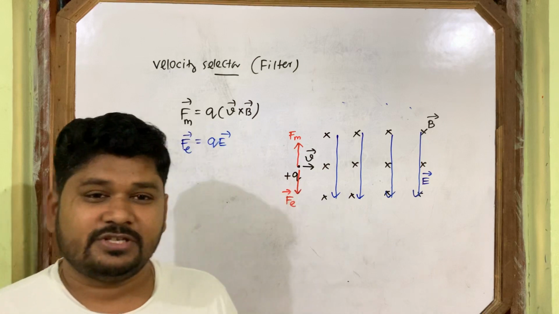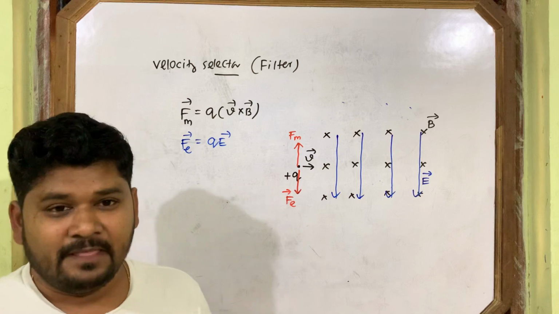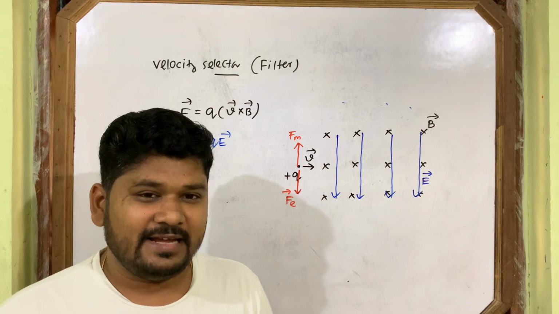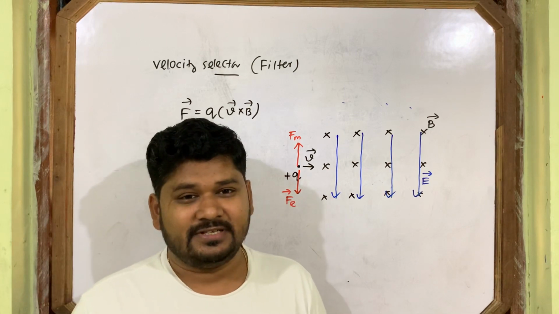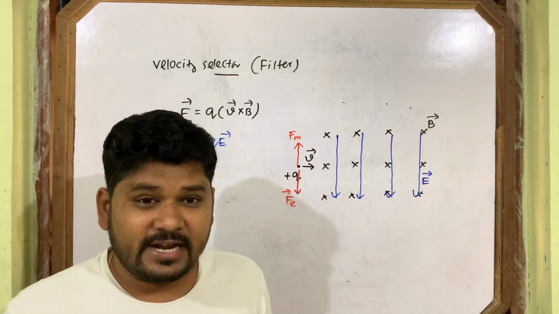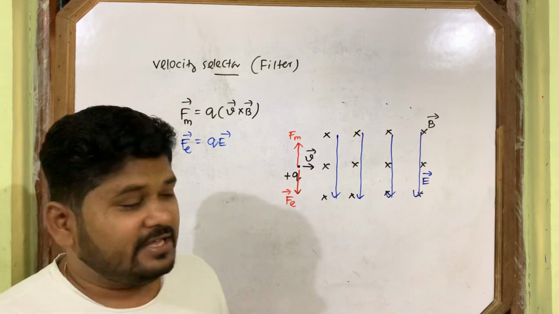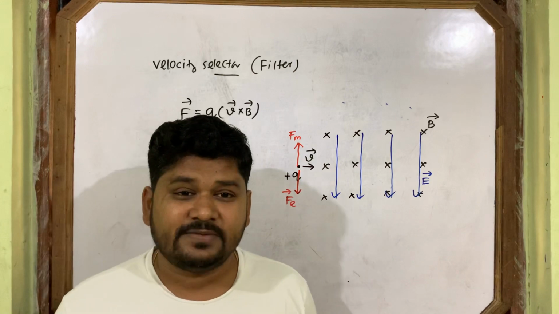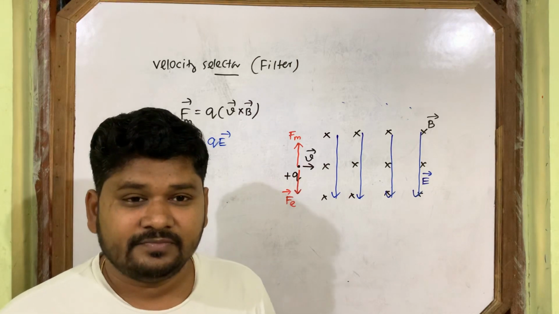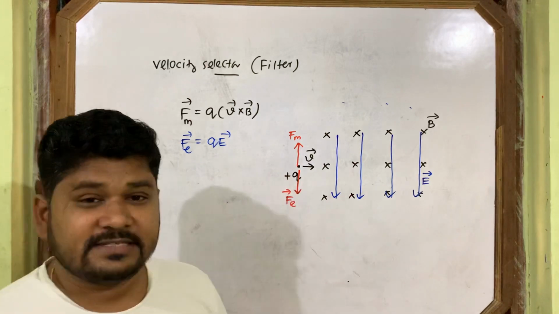Now you see the situation, see the direction of the two forces. They are in opposite directions. If the two forces are equal in magnitude, then they must cancel each other. They cancel because they are opposite in direction, but only if the magnitude is the same. If they cancel each other, what will be the net force on the charged particle? The net force on the charged particle is equal to 0 if the two forces cancel each other.